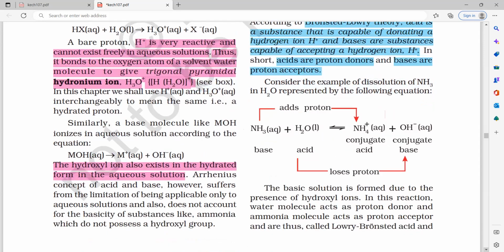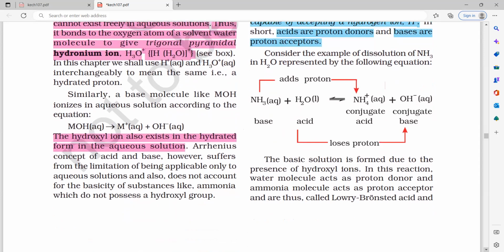Consider the example of dissolution of ammonia in water, represented by ammonia NH3 plus water. Add one proton from water to NH3. We will get conjugate acid NH4 positive, the ammonium ion, and OH negative, the conjugate base.